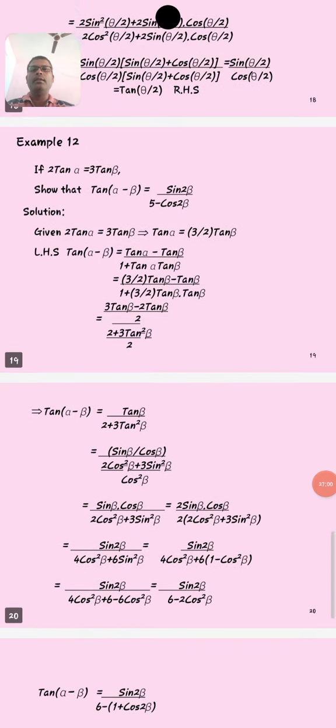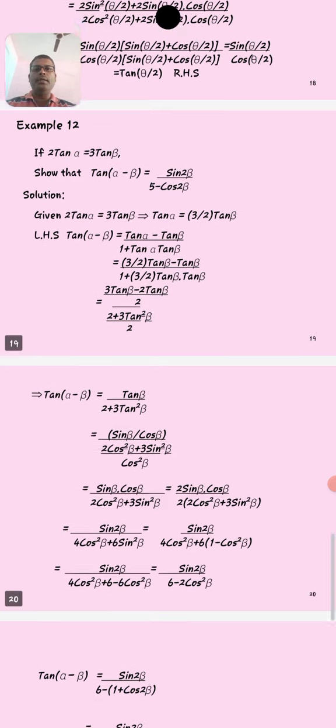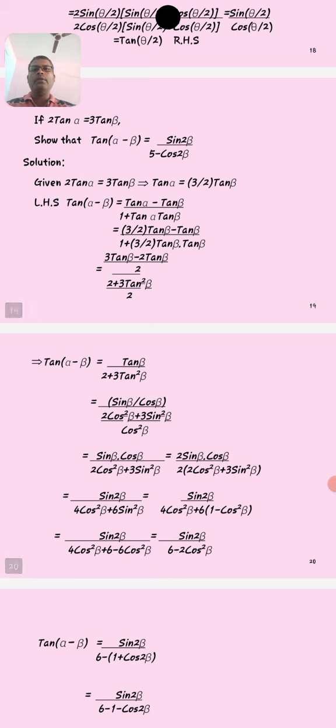Now we see the next problem. If 2 tan alpha is equal to 3 tan beta, show that tan of alpha minus beta is equal to sin 2 beta divided by 5 minus cos 2 beta. Now the given condition is what? 2 tan alpha equal to 3 tan beta. From here tan alpha is equal to 3 by 2 into tan beta.